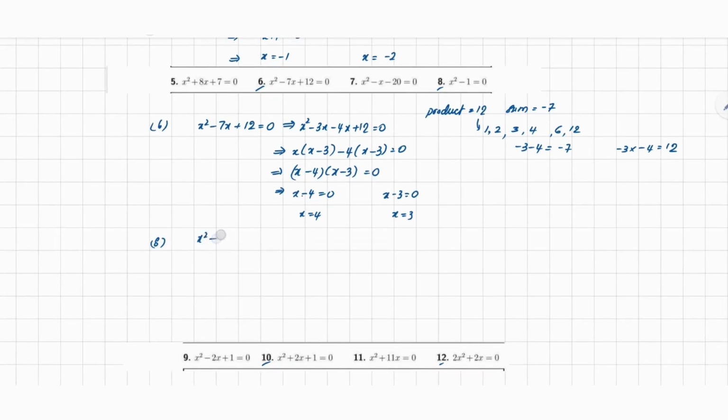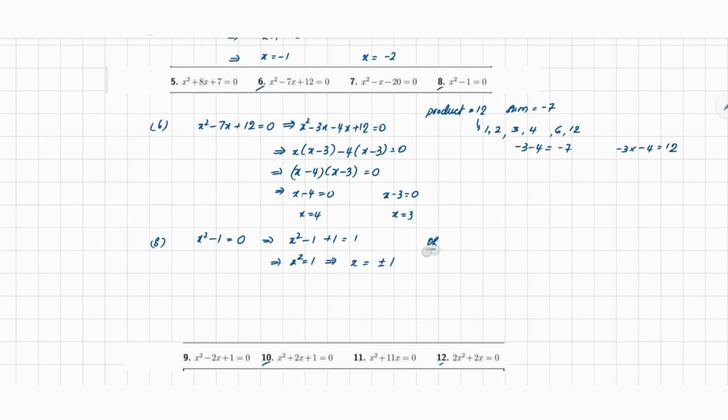Next, we have question 8. We have x squared minus 1 equals 0. For this, we can do it two ways. One is to add 1 to both sides, so we get x squared minus 1 plus 1 equals 1, and that gives us x squared equals 1, and we can take the square root of both sides, so we get x equals plus or minus 1.